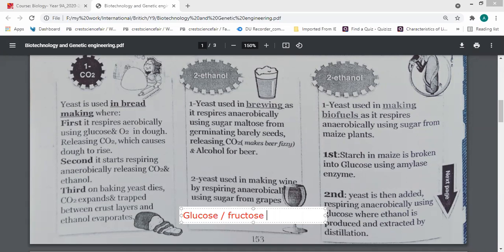In case of making biofuels, the yeast fungus starts to respire anaerobically by using the sugar from the maize plants. So in case of making beer or wine, especially for making beer, it is anaerobic respiration by yeast using maltose sugar. But in case of biofuel, it is anaerobic respiration using the type of sugar from maize.